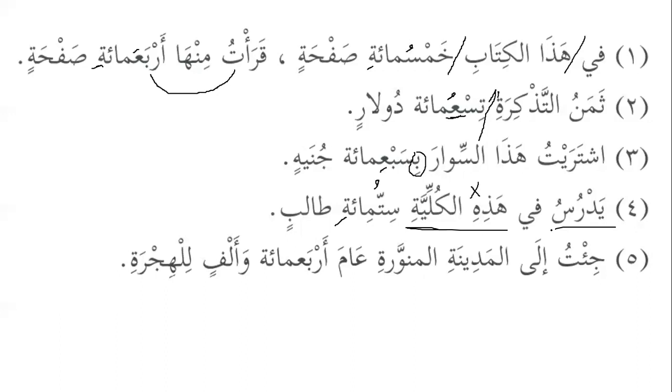So yadrusu studies. Who studies? Bilalun. So Bilal will be the doer. Similarly, yadrusu sittumiyati talibin: 600 students study. So it will be the ismul fa'il, the doer. So this is a verb, and every verb has a doer. We know that, and that's why this is ستمائة طالب. جئت إلى المدينة المنورة عام 4.